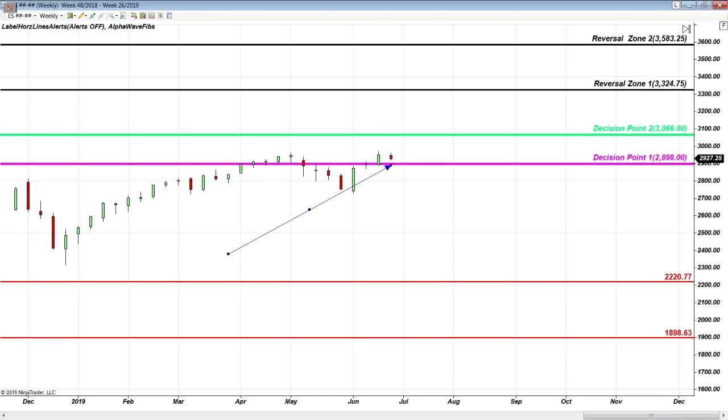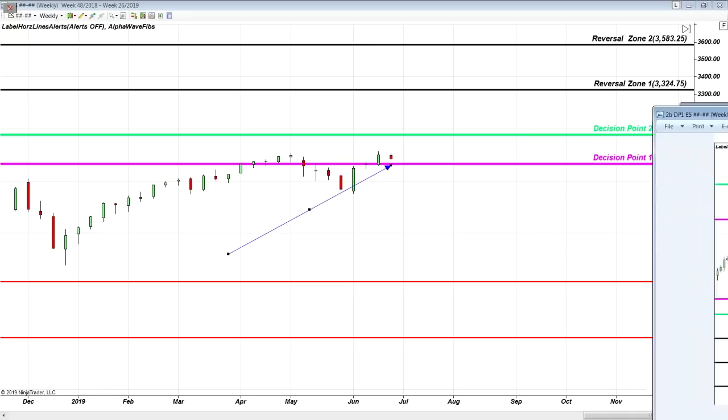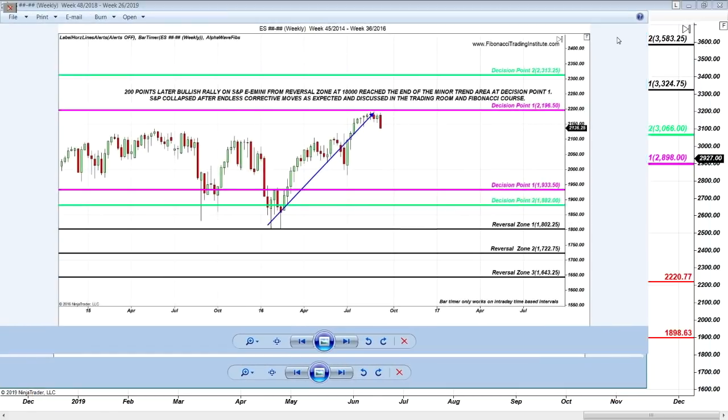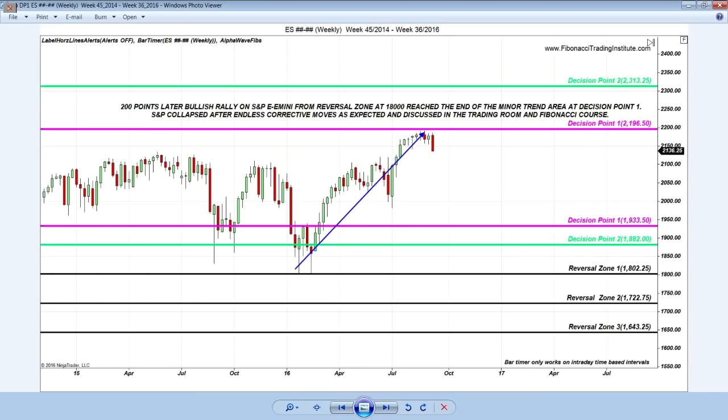And if I would browse down memory lane, if I would remind you of the power and accuracy of Fibonacci, this is what played out in the last few years. This is the exact same level on S&P as key Fibonacci resistance. Do you remember 2016? Shock or not? What do you see ahead?